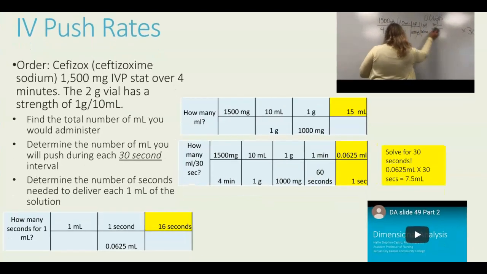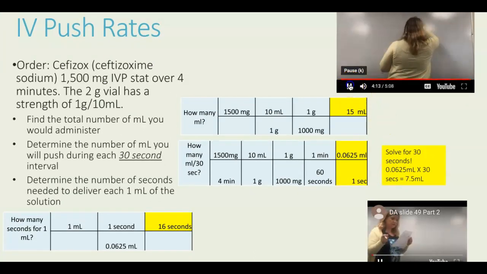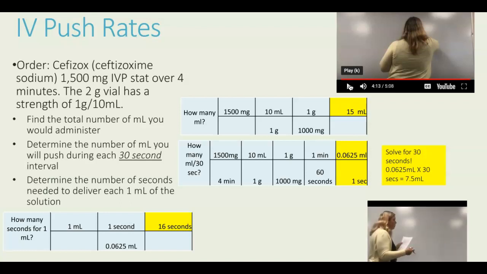Okay, and we're going to go on to the second video. This question is asking us how many seconds per 1 milliliter of fluid. Most questions wouldn't ask you something like this, but again, with dimensional analysis, you can answer that question. We are going to use the information we got in part B, which is the 0.0625 mils per 1 second. So for 1 mil, this is what we're solving for.